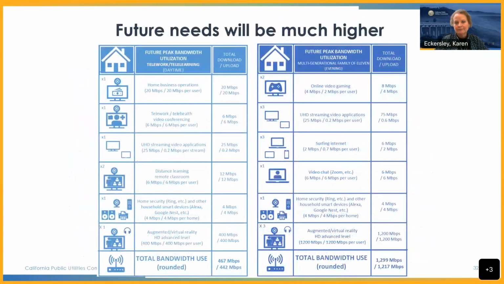This future needs chart looks a lot like my neighbor's, but we'll call them future for the purposes of this discussion. You can see a lot of augmented reality here, more gaming, which requires a lot more uplink speed than you would expect since it looks like real-time video. Would anyone like to comment on their highest bandwidth home use application?